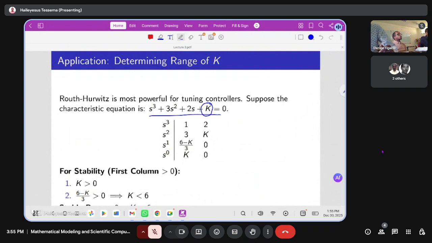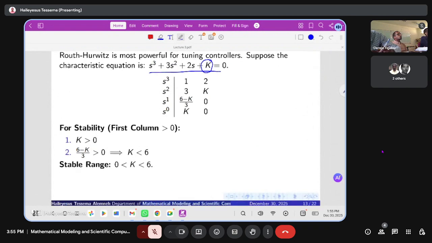so that the roots of the characteristic polynomial are negative. The roots of the characteristic polynomial are negative. So since the characteristic polynomial is degree 3, we set up the rows: degree 3, degree 2, degree 1, degree 0.